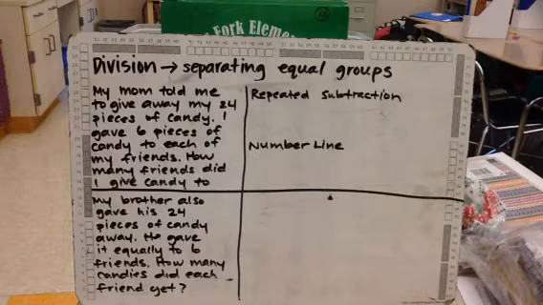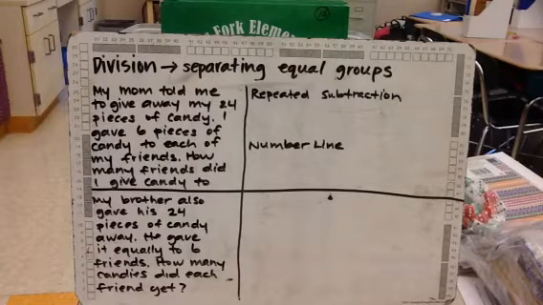This video is going to be modeling for you two more division strategies. Just as a reminder, division is the separating of equal groups. So I'm going to have a total number of items, and I'm going to be separating them into equal boxes or equal bags or equal groups or to a certain number of people, and they get it equally.